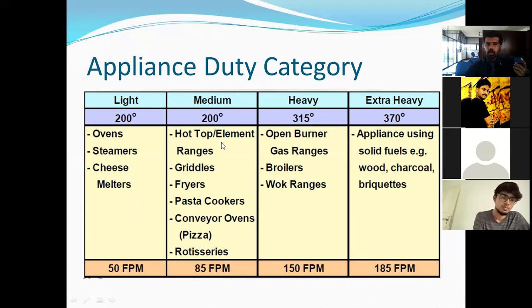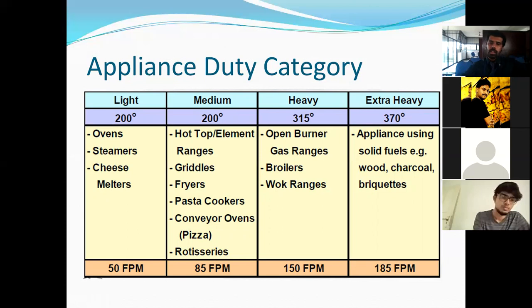Now when it comes to medium, you can see the velocity will be up to 85 feet per minute. The range is 85 feet per minute velocity. What are the extra heavy appliances? Extra heavy appliances are the appliances which produce fumes or gases which can go even to 350 degrees.